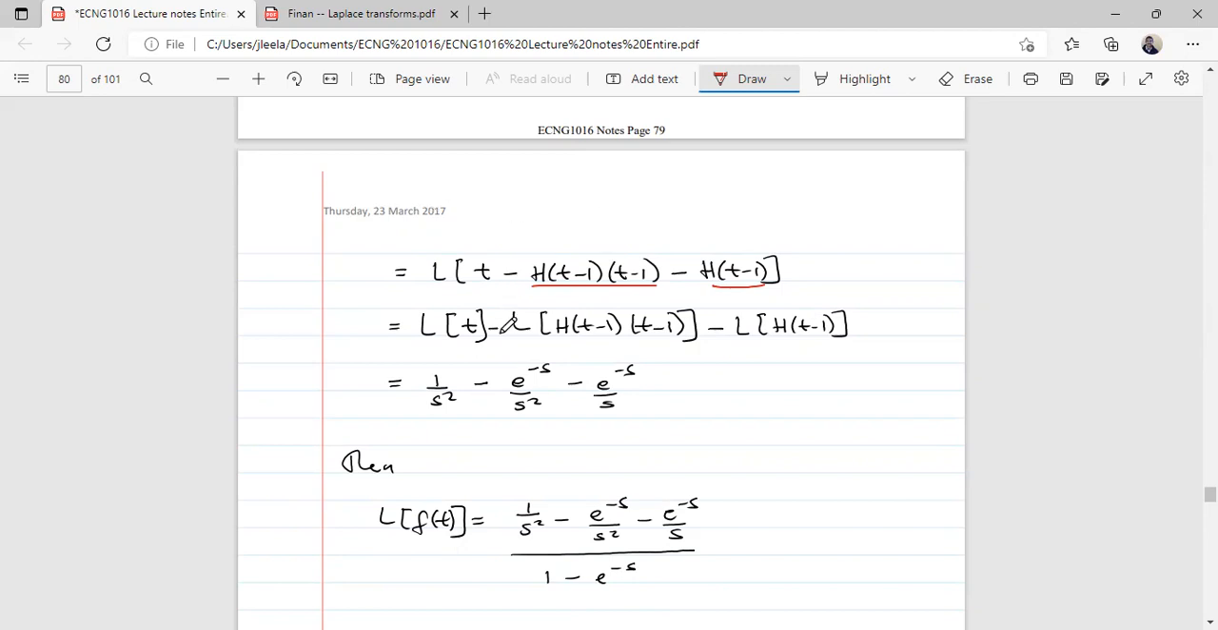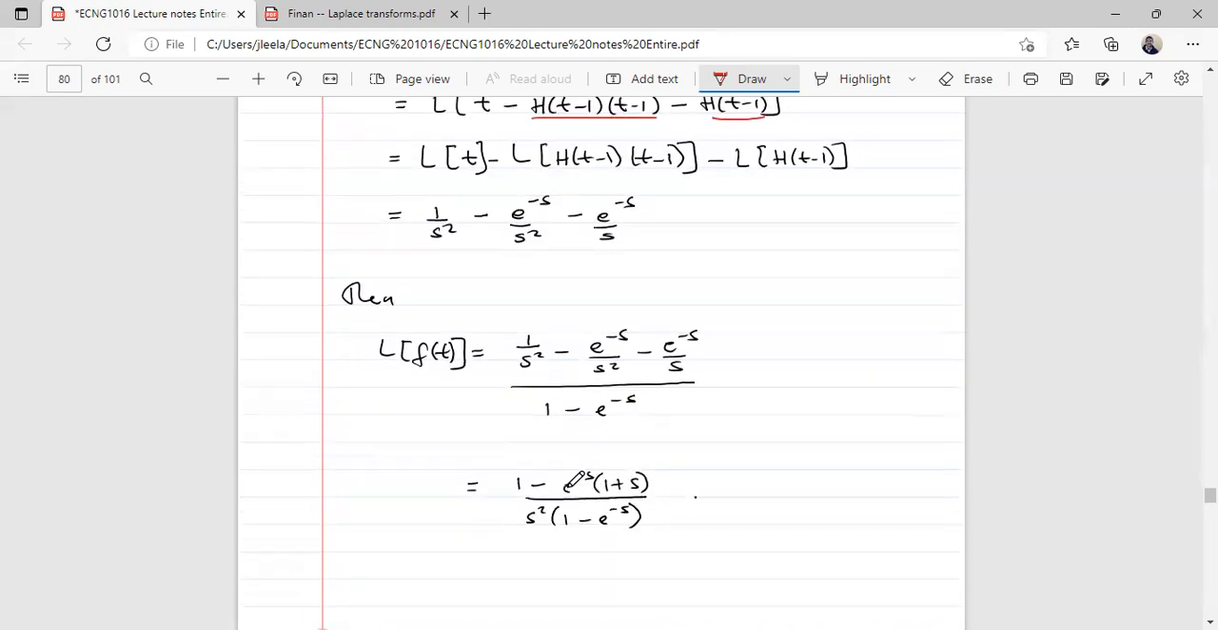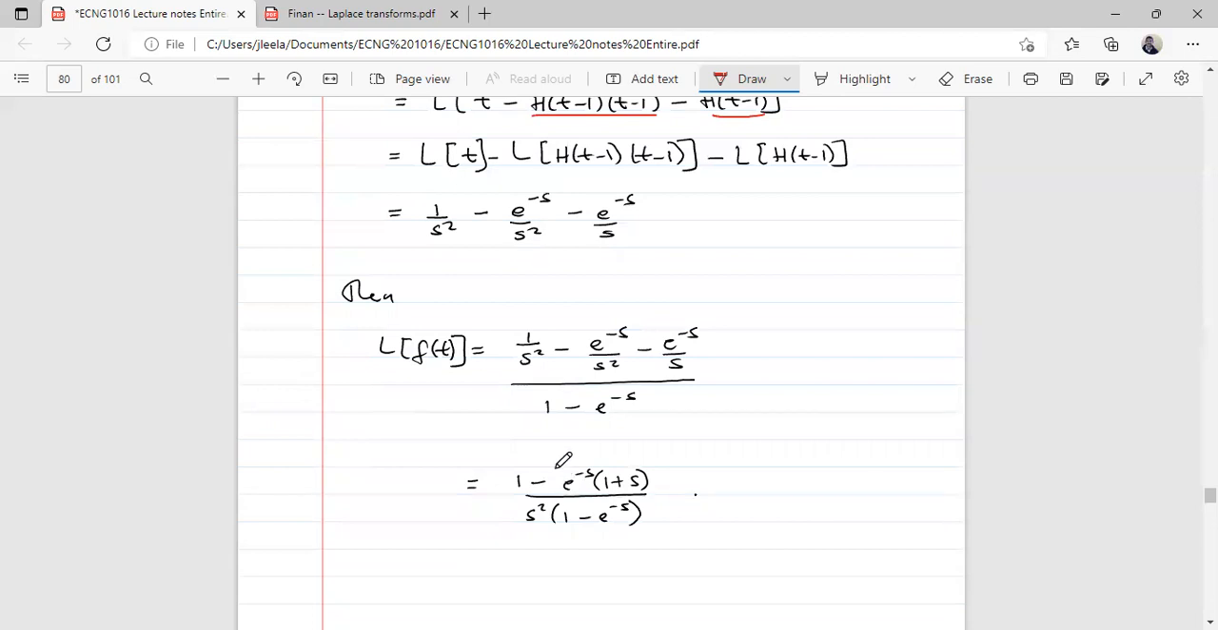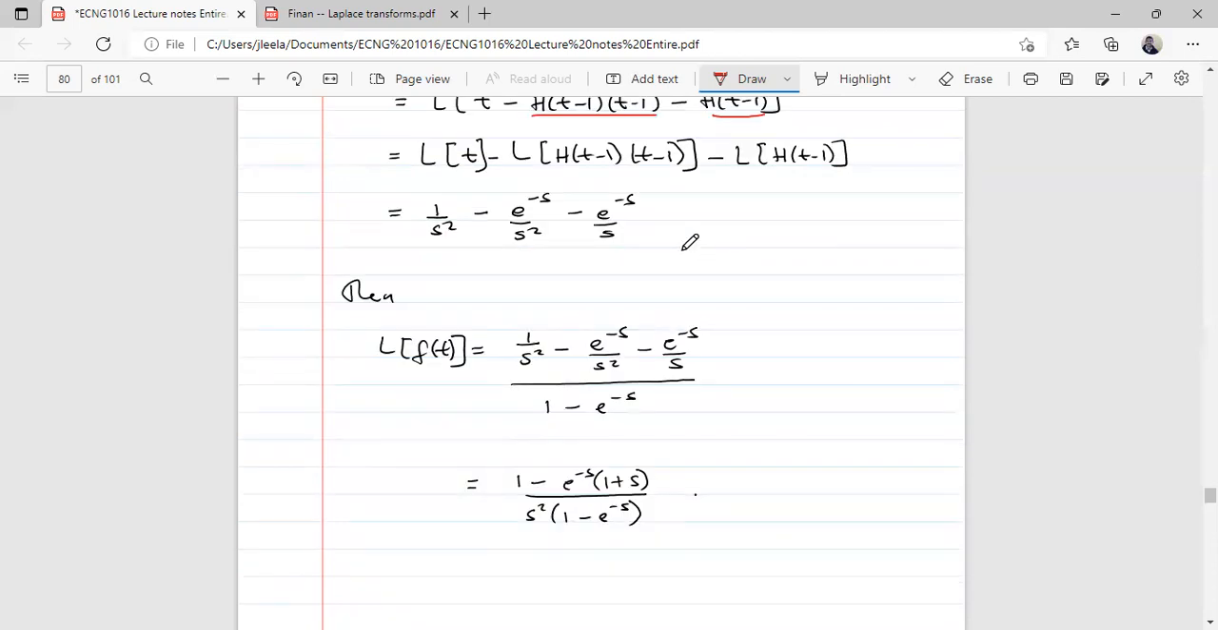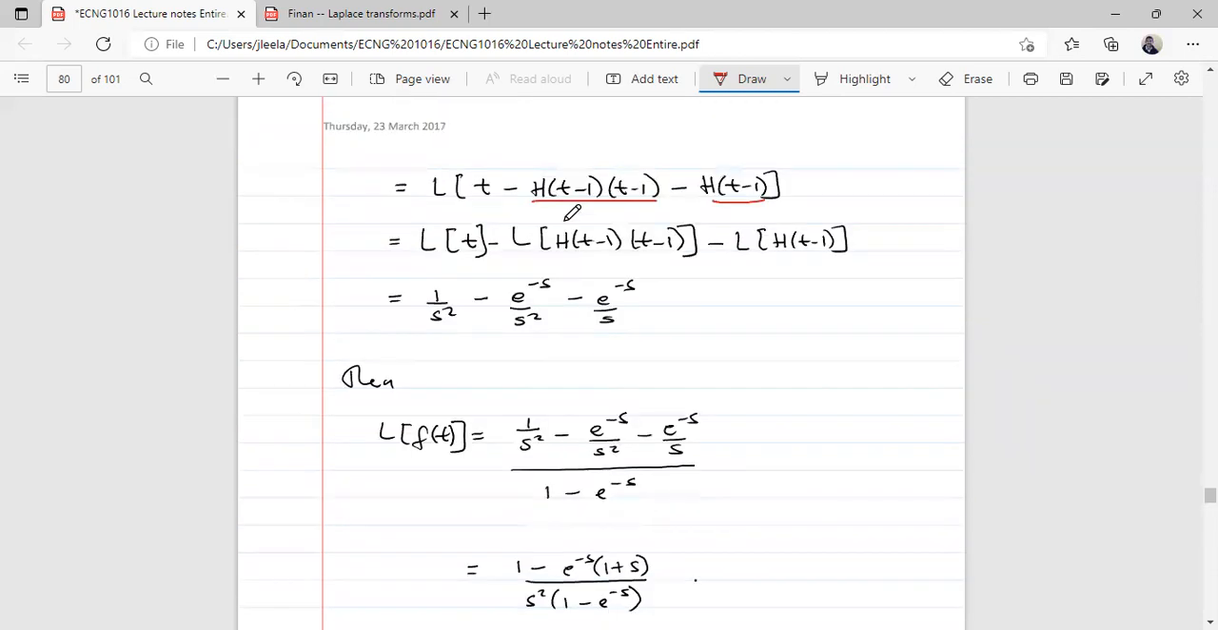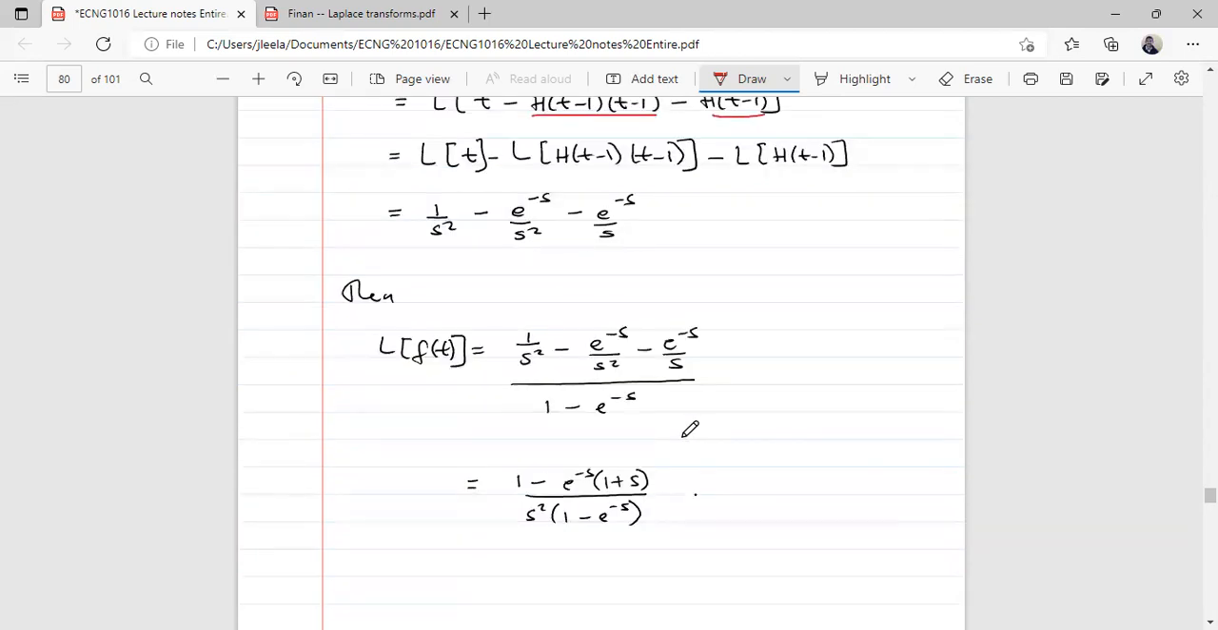You have a negative here and a negative here in the second and third terms, so your signs are important when you're doing your problem solving. You have to be careful with your signs. Make sure you take care when dealing with these things here. So your numerator here is replaced by 1 over s squared minus e to the minus s over s squared minus e to the minus s over s.